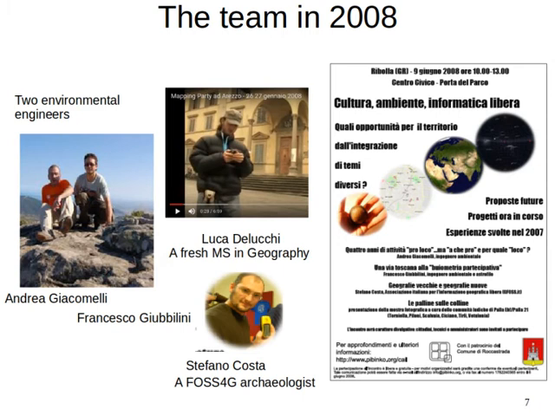So, about the people who are making these things happen. Back in 2008, we were two environmental engineers, which you see on the left, myself and Francesco Giubilini. Then there was Luca De Lucchi, who back then was a fresh master's in geography and now is working as a senior GIS researcher and is one of the pillars of the OpenStreetMap community in Italy, as well as for FOSS4G. Stefano Costa, who is an archaeologist, back then doing his PhD.